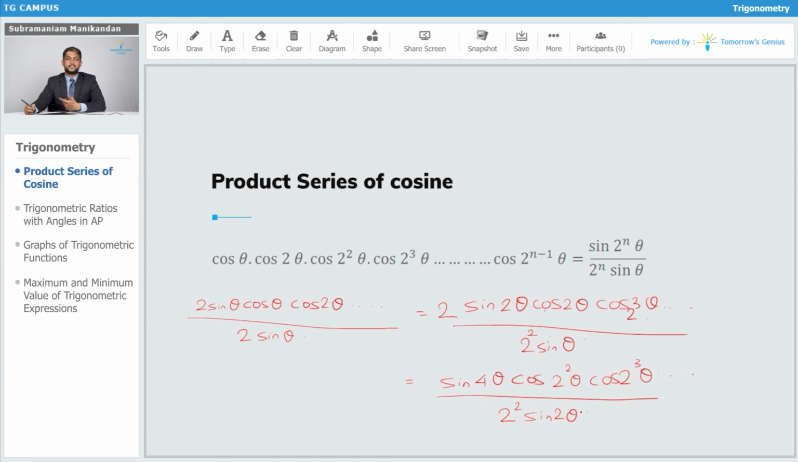Again, repeating the same cycle until you get n terms, you will finally get the result sine of 2 to the n theta divided by 2 to the n sine theta. Thus, you get this result.